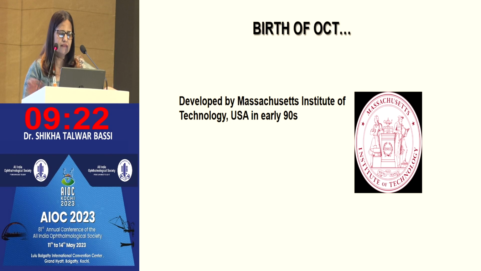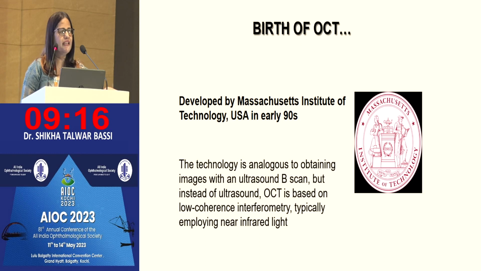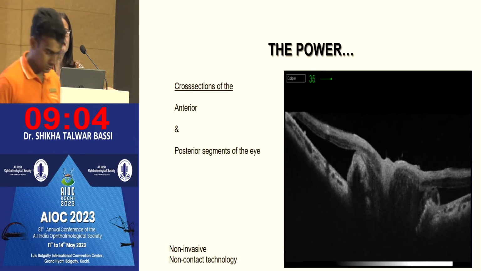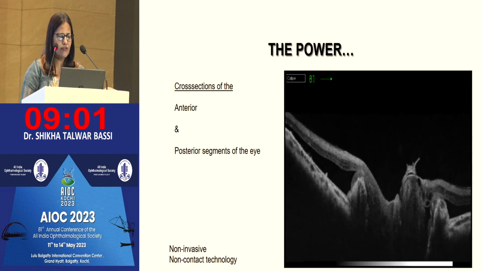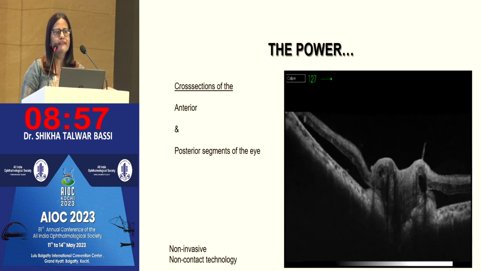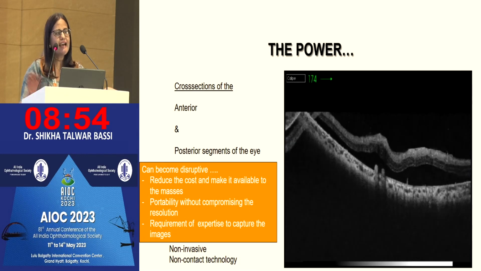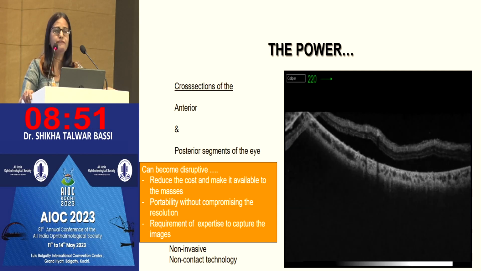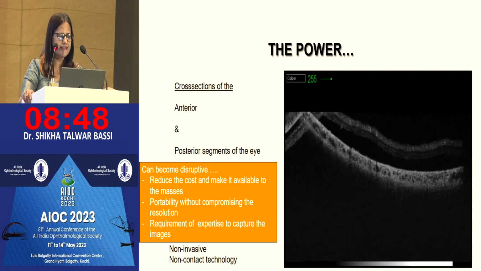This technology was developed in MIT in United States in 1990, and it's very similar to obtaining images with ultrasound B-scan. But instead of the ultrasound, OCT is based on low coherence interferometry, typically employing infrared light. So basically, you get the cross sections of the anterior and posterior segment of the eye. It's a non-invasive and non-contact technology. This technology has a potential to become a disruptive technology if only we could reduce the cost and make it available for the masses, make it more portable without compromising on the quality, and if only it did not require an expertise to capture the images.